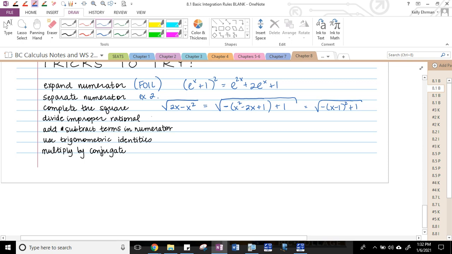Divide improper rational, so this is just long division like we did in the front. You might need to add and then turn around and subtract terms in the numerator to make things nicer. Use trig identities, we did that. Multiply by the conjugate, so that's often when radicals are involved. And again, a lot of these tricks, I just want you to go through the homework in the next few days and see how I've used those. All right, so we're going to stop here for today.